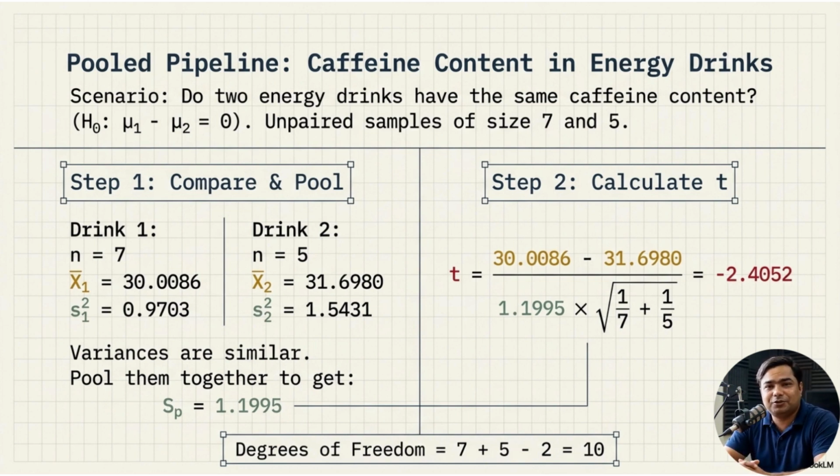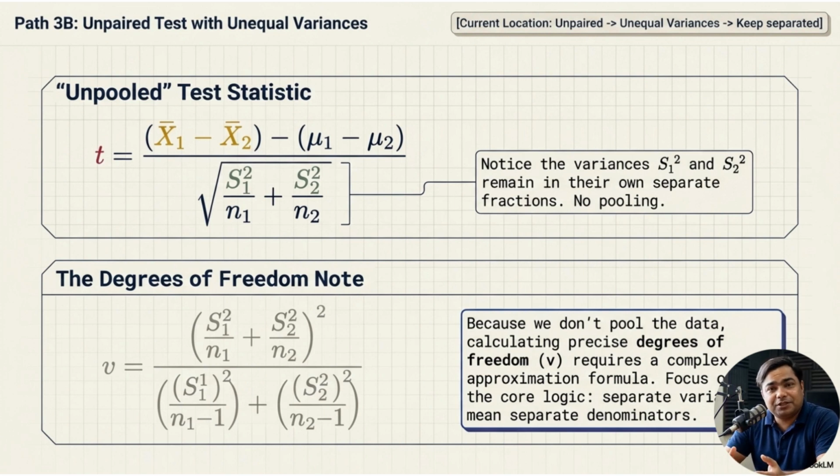selected significance level. Now we discuss the unpaired t-test when variances are unequal. This is often called Welch's t-test. Here, we do not pool the variances. Instead, the variance of each group stays separate in the denominator. The denominator contains s1 squared divided by n1 plus s2 squared divided by n2. This is important because each group contributes its own uncertainty. If one group has a large variance, that group should influence the standard error differently from the other group.